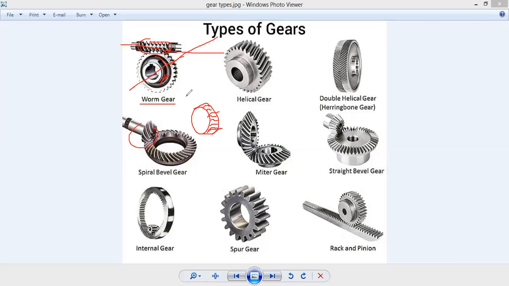There are many more different types of gear. For your extra information, double helical gear or herringbone gear, then we have spiral bevel gear, then internal gear, and many other different types of gears are there. So all you need to know is about the spur gear, then helical gear, then rack and pinion, straight bevel gear or bevel gear, both are same, and a worm gear.